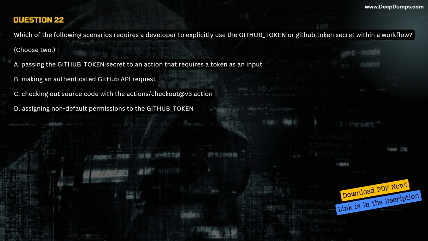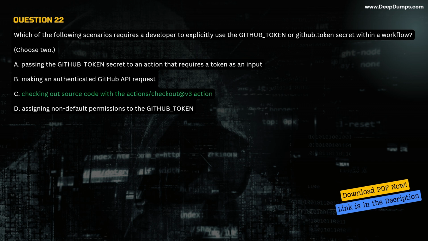Question 22. Which of the following scenarios requires a developer to explicitly use the GITHUB_TOKEN or github.token secret within a workflow? Choose 2. A. Passing the GITHUB_TOKEN secret to an action that requires a token as an input. B. Making an authenticated GitHub API request. C. Checking out source code with the actions/checkout@v3 action. D. Assigning non-default permissions to the GITHUB_TOKEN. Correct answer, C. Checking out source code with the actions/checkout@v3 action.